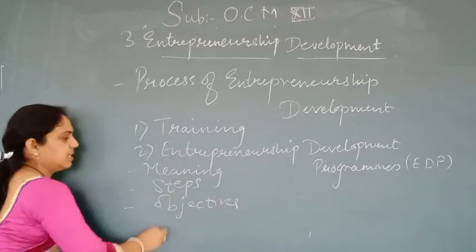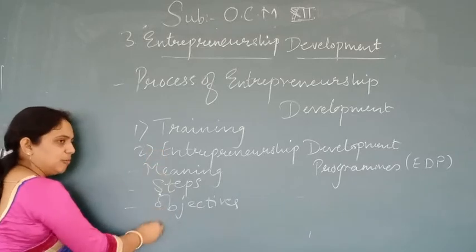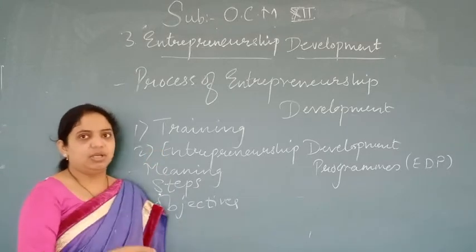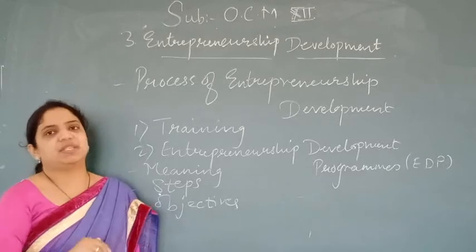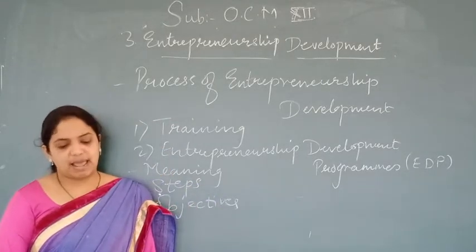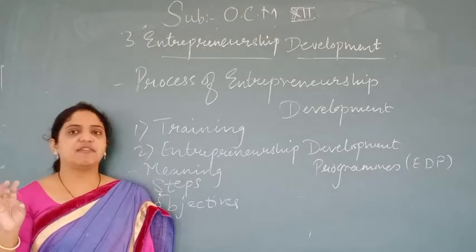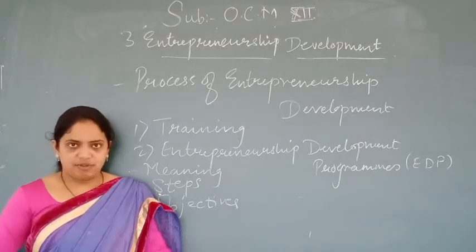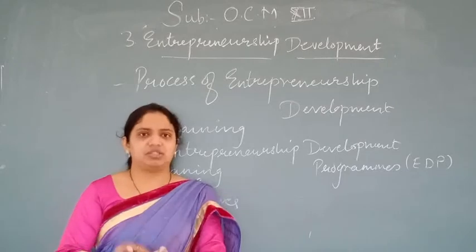Okay, first we will see meaning, then steps, and then objectives. Meaning we have seen right now. We will see now what are the steps. Eight types of steps are provided in EDP programs. First is arrangement of infrastructure. We have to first arrange all the infrastructure.